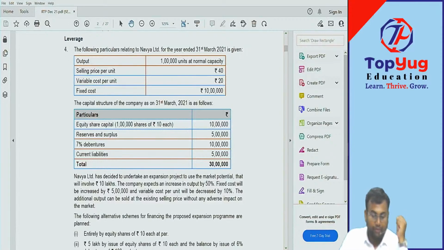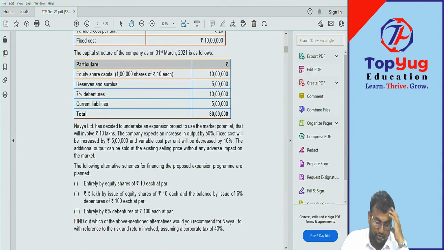Particular info relating to Navya Limited for the year ended 31st March 2021 is given. Output 1 lakh units at normal capacity. Units is given. Selling price 40, variable cost 20, 40 minus 20, 20, 20 into 1 lakh, 20 lakhs contribution minus 10 lakhs fixed cost. You have EBIT 10 lakhs. Then equity share numbers, reserves and surplus, 7% debentures, current liabilities, the balance sheet they have prepared and gave it to you. What they want you to find out.